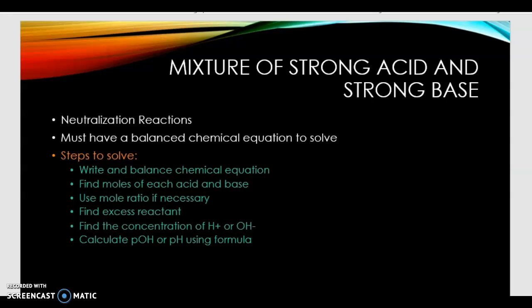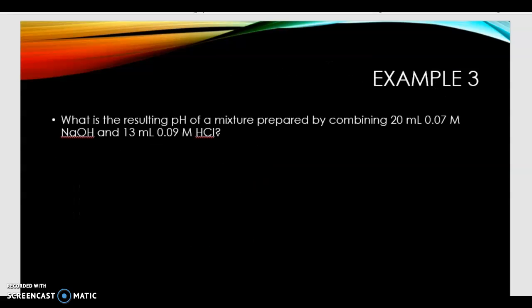So we are going to do a couple of examples. First one is going to say, what is the resulting pH of a mixture prepared by combining 20 milliliters of 0.07 molar NaOH and 13 milliliters of 0.09 molar HCl. So we have to start with a chemical equation. We're going to write that out.